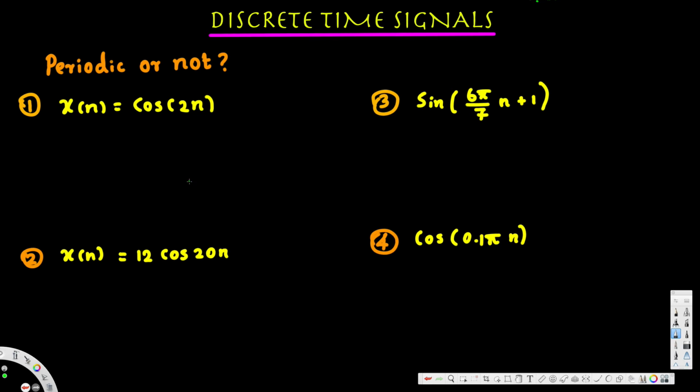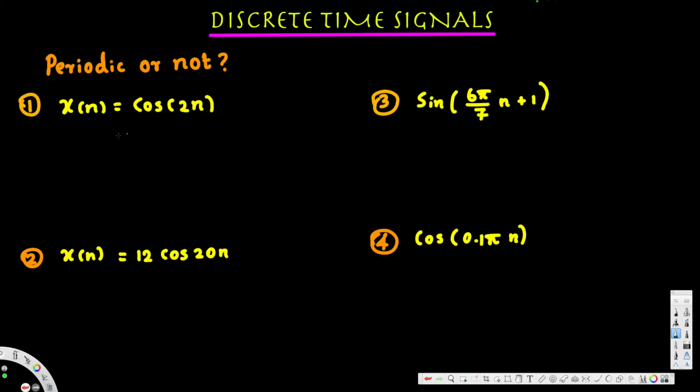What's going on, guys? Let's look at this problem right here. This question is asking to find out whether these given signals are periodic or not. Whenever you see a signal without pi, that is not periodic. Now we can prove this one.